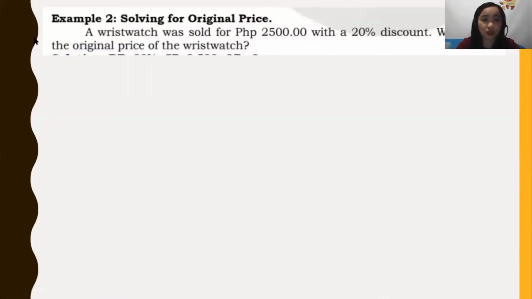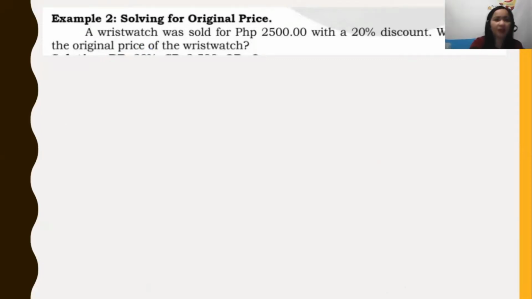A wristwatch was sold for 2,500 pesos with 20% discount. What was the original price of the wristwatch? Dito naman, nabili na niya or naibenta na niya ng 2,500 na nakabawas na yung 20% discount. Ang tinatanong ngayon dito, magkano yung original price nung hindi pa nababawas yung discount? Now, let us solve for the original price.